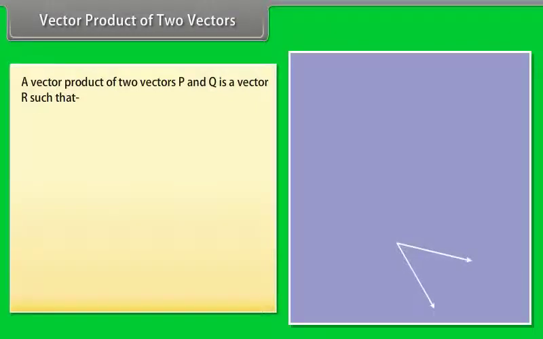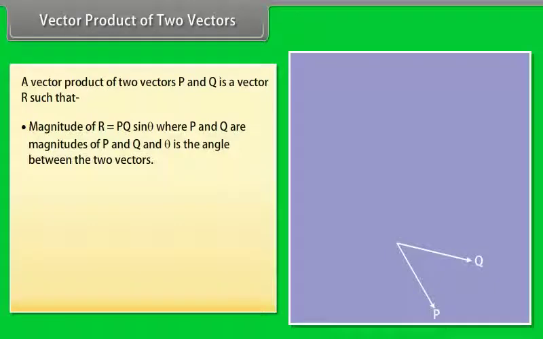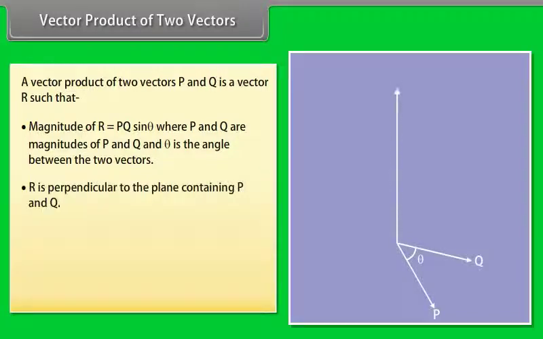Vector product of two vectors. A vector product of two vectors p and q is a vector r such that the magnitude of r is equal to pq sine theta, where p and q are the magnitudes of p and q, and theta is the angle between the two vectors. r is perpendicular to the plane containing p and q.